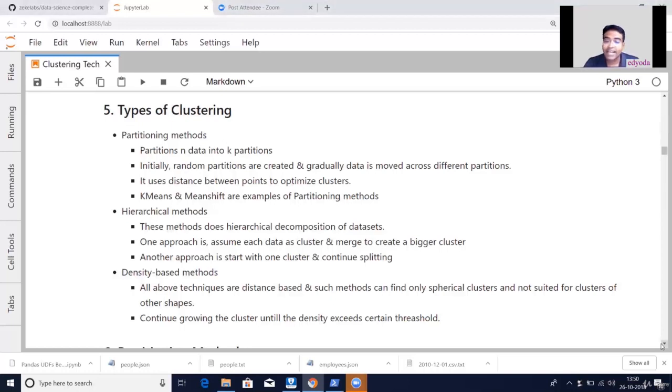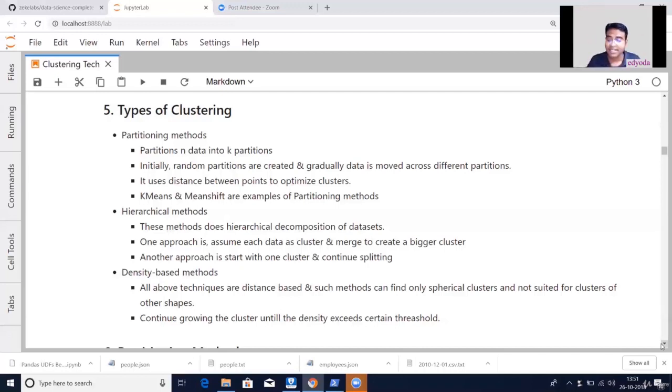The next technique is hierarchical methods. This method does hierarchical decomposition of data sets. What it means is, there are two approaches that you can take. You create one cluster out of all the data points, then break down this single cluster into multiple clusters step by step. So that is where it's hierarchical. The other approach is you start with each data point belonging to its own cluster, and you combine such clusters and create clusters of bigger sizes. That's typically where you decide how many clusters you want and stop your merging there. So that's what hierarchical methods are. Your cluster building is a hierarchical process: you go from top down or bottom up.